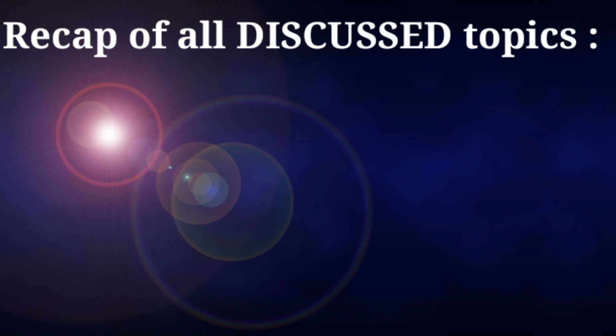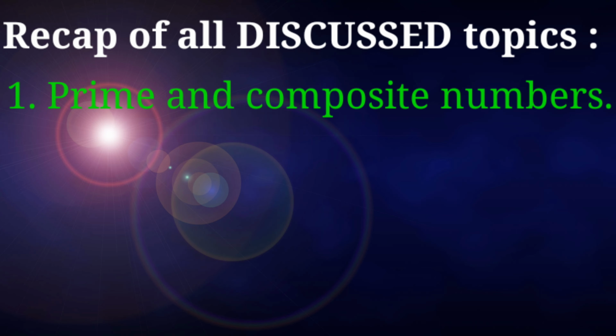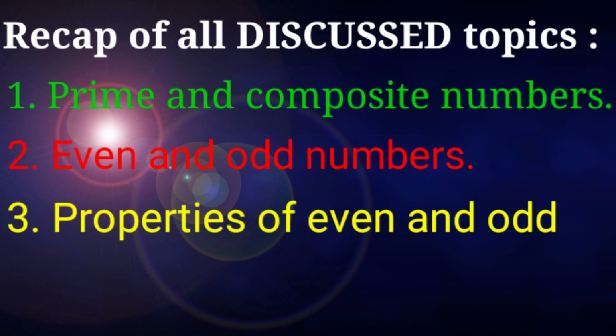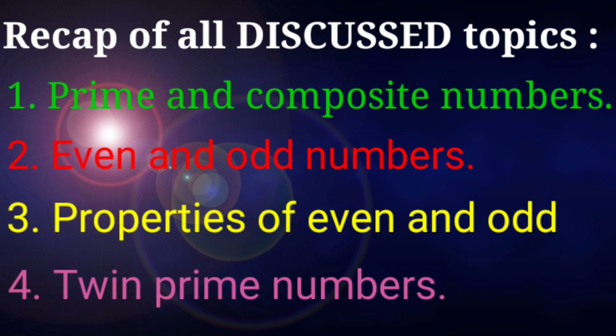I hope, students, that you all understood today's introduction part, which is related to our exercise 3.2. These types of questions only will be dealt with in the exercise. So let's quickly recapitulate the topics we discussed. The first one was what prime numbers and composite numbers are. Next was even and odd numbers. Third was properties of even and odd numbers, and the last one was twin prime numbers. Understood? So let's start our exercise 3.2.